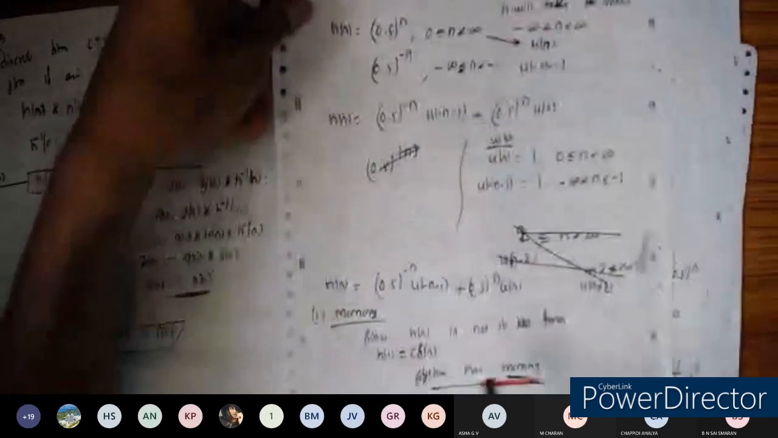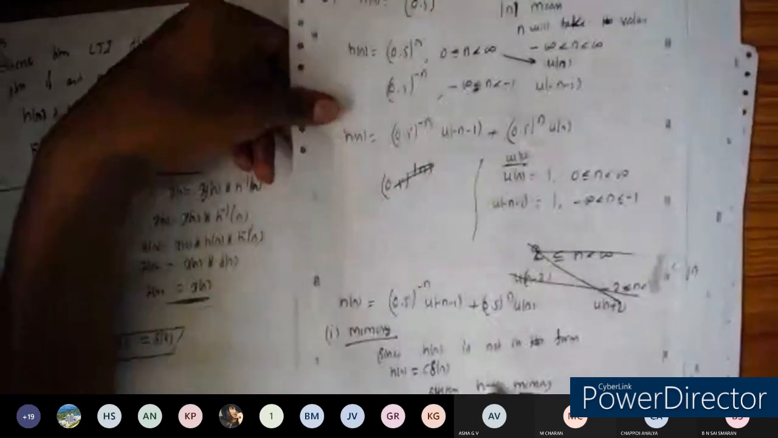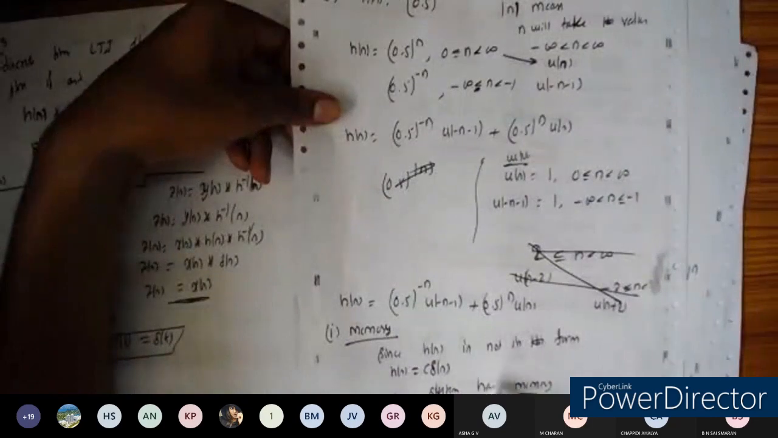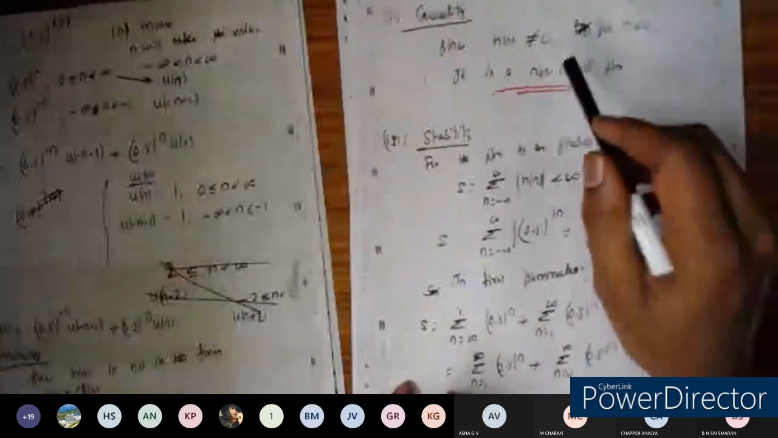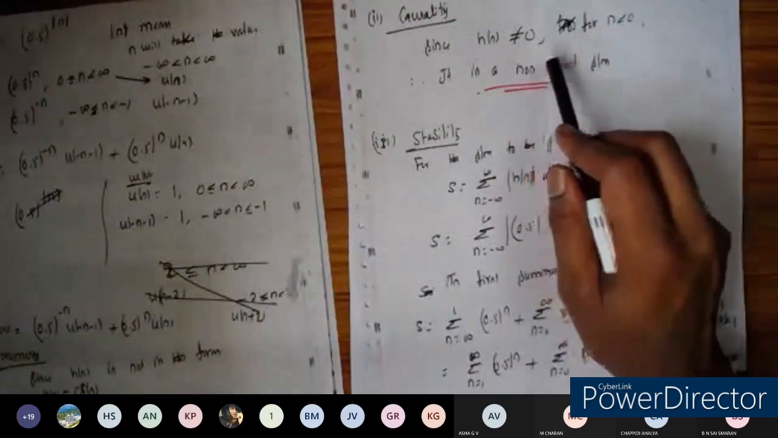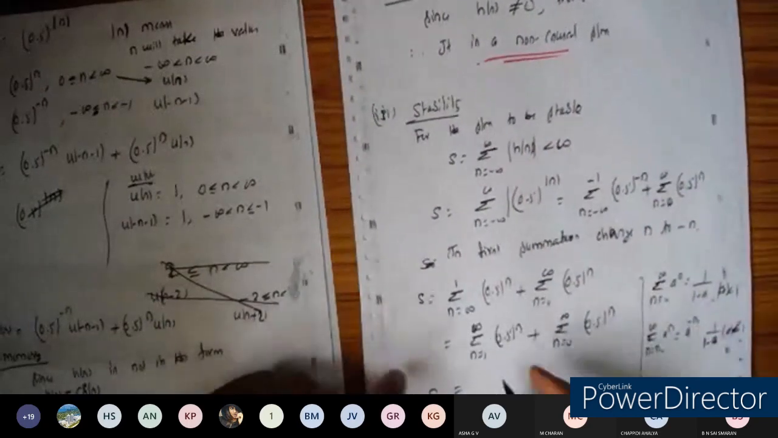For this one, we find the property called memory. Since it is not in the form of c into delta of n, we can say it has memory. And also we have verified causality. So it's non-causal. Why? Because it is defined for n less than 0 also. And stability, we have verified that. So it's a stable system here. So we come to know that.